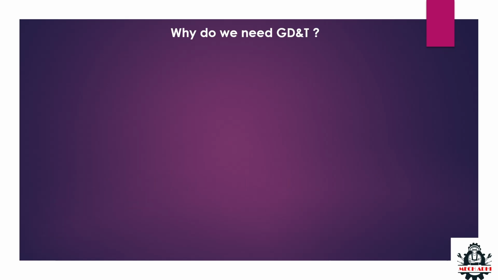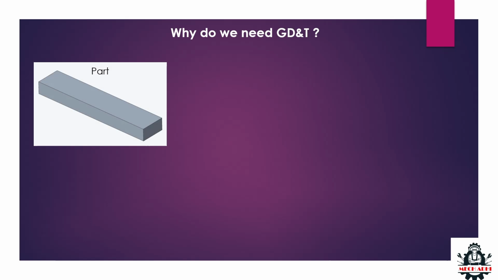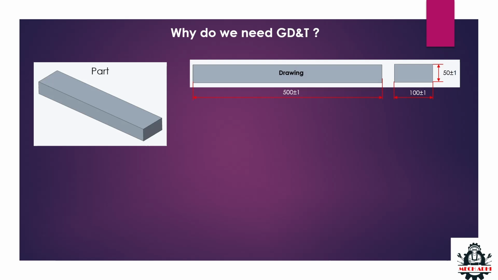Before we start discussing the concept of GD&T, there arises a natural question: why do we need GD&T? Why can't we go with the straightforward dimension with linear tolerances? For that, let's assume we are going to make a part that looks something like this. It's a simple metal bar which we want to dimension as shown in the picture. So the bar has a span of 500 millimeters, a width of 100 millimeters and a height of 50 millimeters. And all these dimensions have tolerances of plus or minus 1 for the manufacturer.